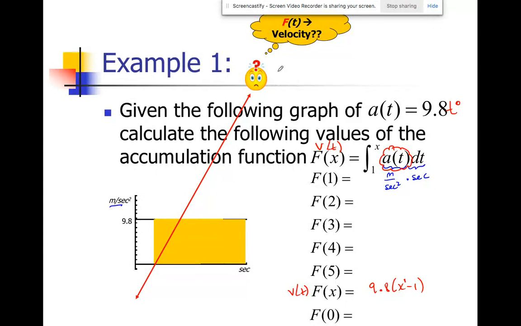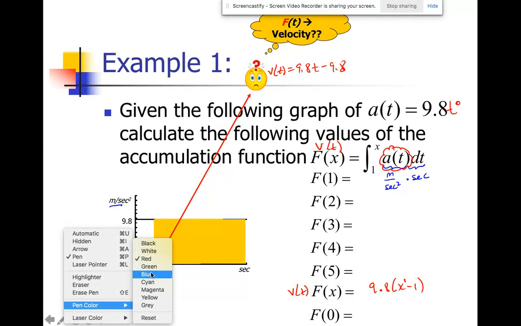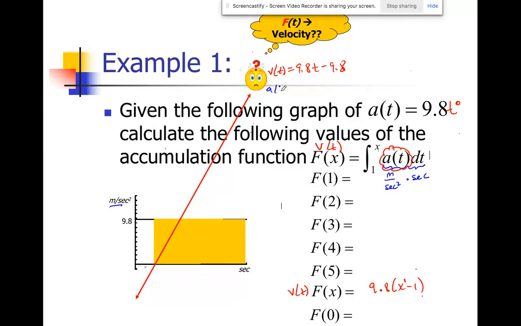You're used to going the other way. I gave you a velocity. What if I said, hello, velocity is 9.8 t minus 9.8. There's my velocity equation. What's acceleration? How do you find the acceleration? What's the relationship between velocity and acceleration? Acceleration is the derivative of velocity. A of t was 9.8. Thank you very much. 9.8 was A of t.